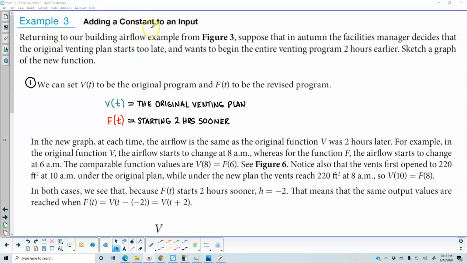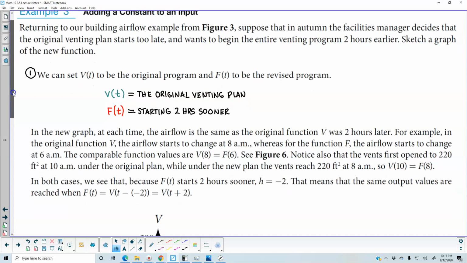Example 3, adding a constant to an input. Returning to our building airflow example from figure 3, suppose that in autumn the facility manager decides that the original venting plan starts too late and wants to begin the entire venting program 2 hours earlier. We want to sketch a graph of the new function.